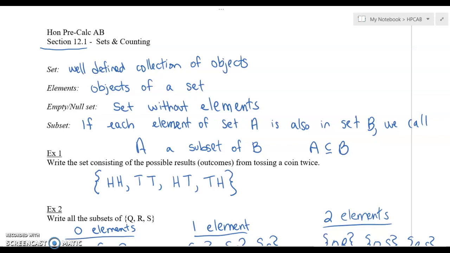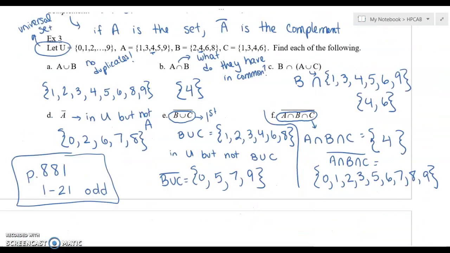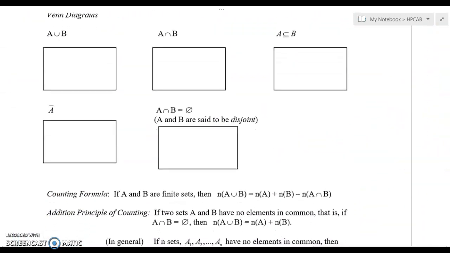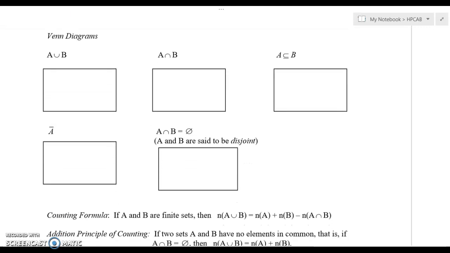Hello, Pre-Calc students. So we are on the second day of 12.1, so you should have the 12.1 notes out again. We did the front side of it, and now we're going to go to the back. So we're going to start looking at some Venn diagrams.